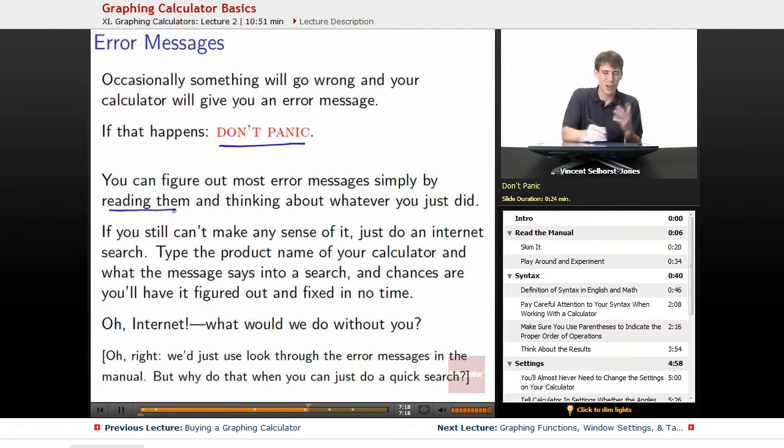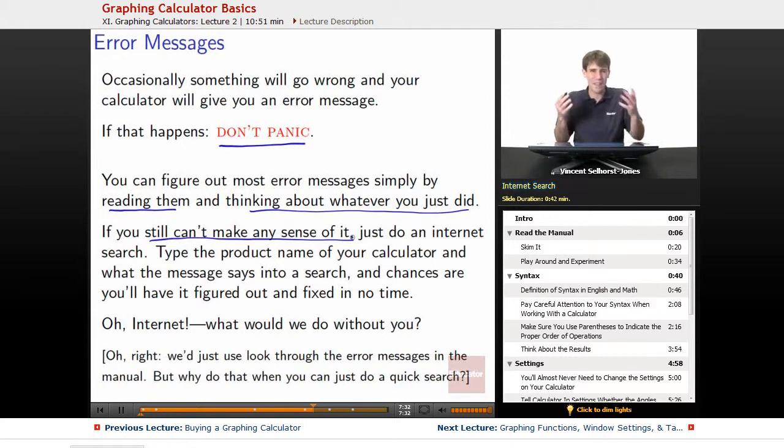Try to get a sense of, okay, what does this kind of mean? And then what did I just do with my calculator that might have caused something to go wrong? Thinking about that will probably answer a lot of the questions that you'd have. Now, there might be some cases where you still can't make any sense of what this thing means. And in that case, just do an internet search.